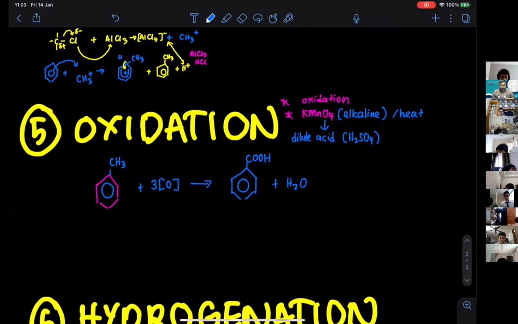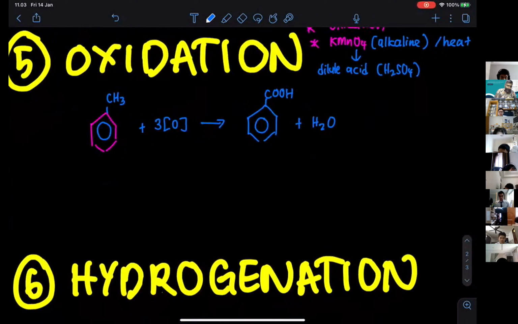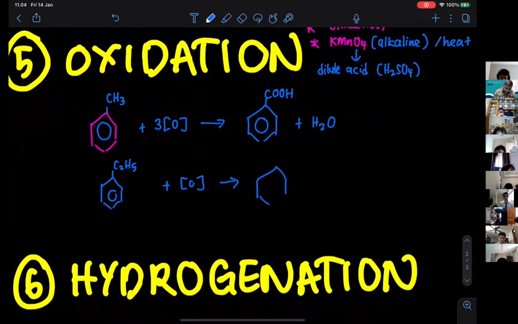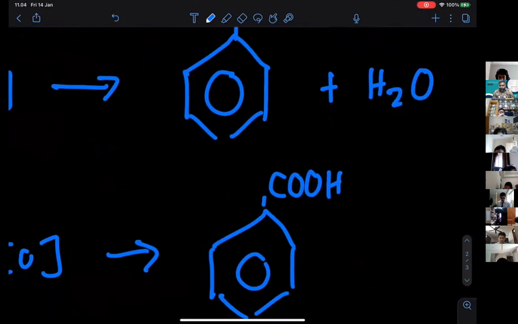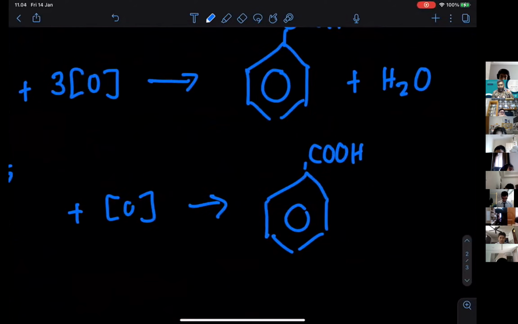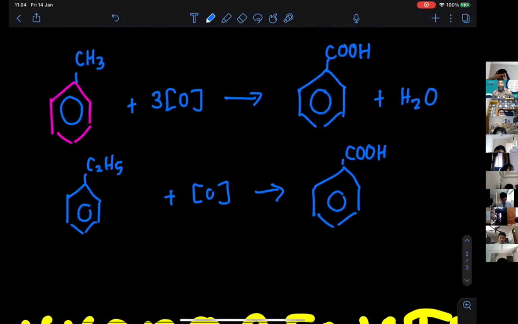Sometimes students will be wondering what will happen if I have C2H5. You are not expected to know how to write the equation, but you are expected to know the product. The product must be the same, which is going to be benzoic acid as well. Remember this. Some students will ask, sir, there are 2 carbons here, why suddenly there's only 1 carbon? Where did the other carbon go? The other carbon goes as carbon dioxide. So please remember this.